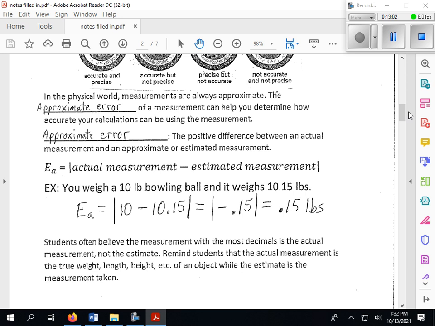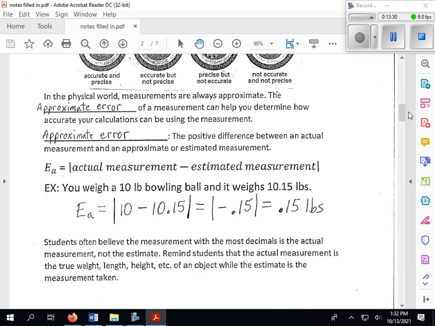Down here, this is the formula right here, E with the little subscript A. So error, and what's the A stand for, you think? Approximate. What's these little bars here mean? Absolute value. Please make sure you don't forget that. So you're taking the absolute value. You take the actual measurement minus the estimated measurement. You've got to be real careful.